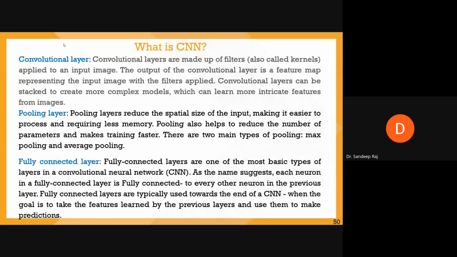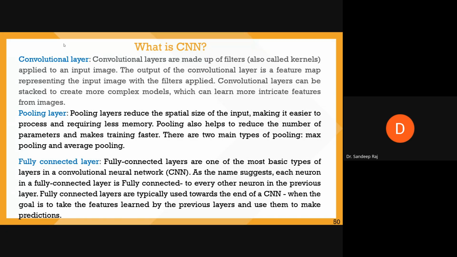This is followed by the pooling layer. There are different kinds of pooling methods that can be applied, like average pooling, max pooling, min pooling. The pooling layer basically reduces the spatial size of the input, making it easier to process and requiring less memory. Pooling also helps to reduce the number of parameters and makes training faster. There are two main kinds of pooling operation, max pooling and average pooling.